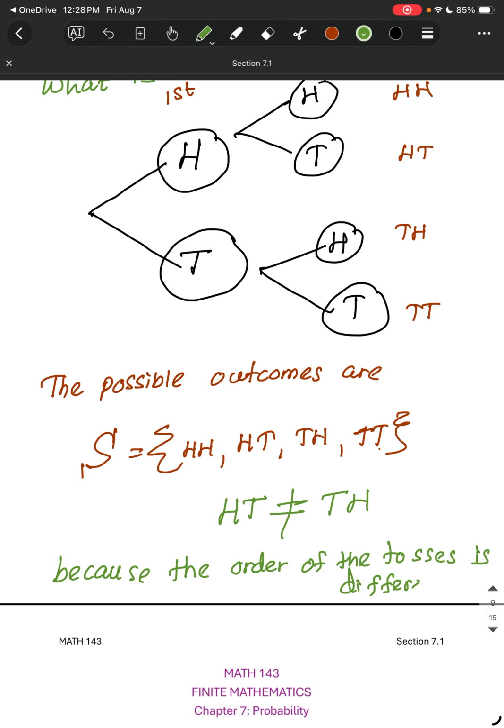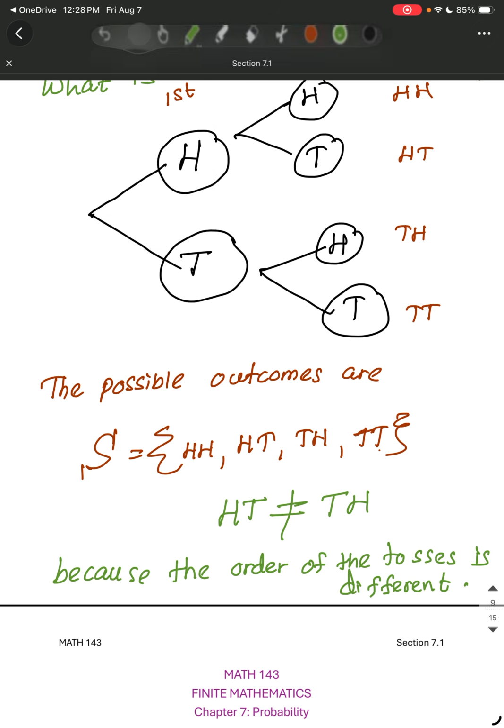Okay, then let's move forward. The events. An event is a subset of the sample space.